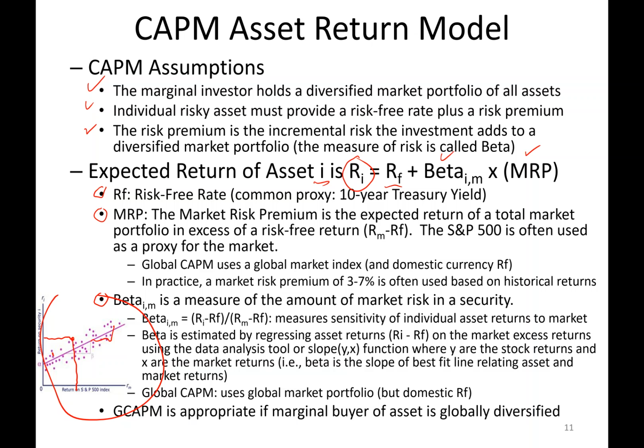In this example, we're also talking about global CAPM. The only difference between global CAPM and the normal CAPM, or what's sometimes called domestic CAPM, is the use of the market portfolio. If you consider the market portfolio the S&P 500, we'll just call it CAPM. If we use a global market portfolio, we'll call it global CAPM. Global CAPM is appropriate if the average or marginal buyer of a particular security is globally diversified.